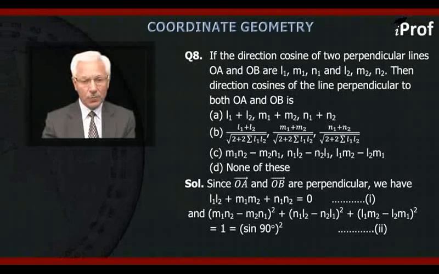Since OA and OB are perpendicular, the dot product is 0. That means l1l2 + m1m2 + n1n2 = 0. Also, the modulus of their cross product is equal to 1, because sin 90° is equal to 1. That means (m1n2 − m2n1)² + (n1l2 − n2l1)² + (l1m2 − l2m1)² = 1, because it is equal to sin² 90°.